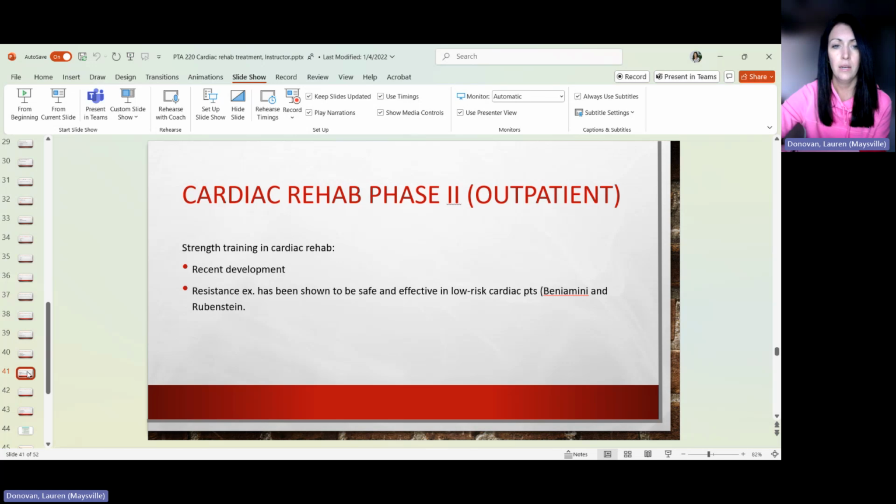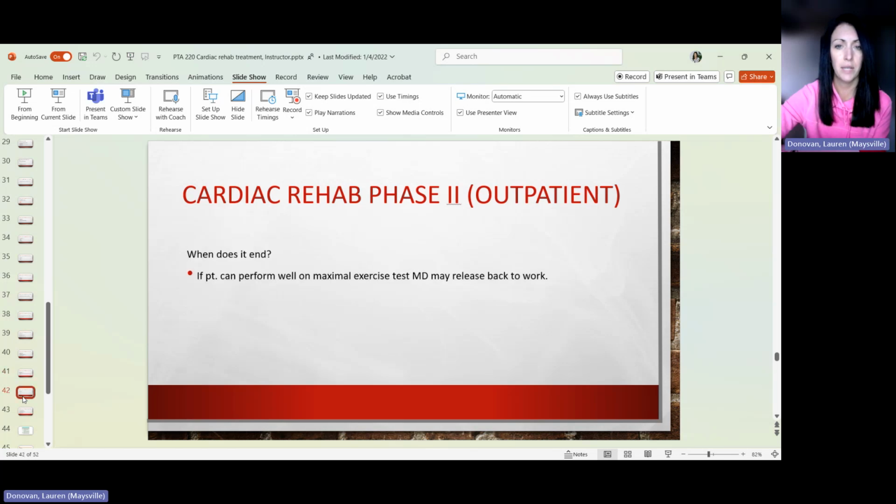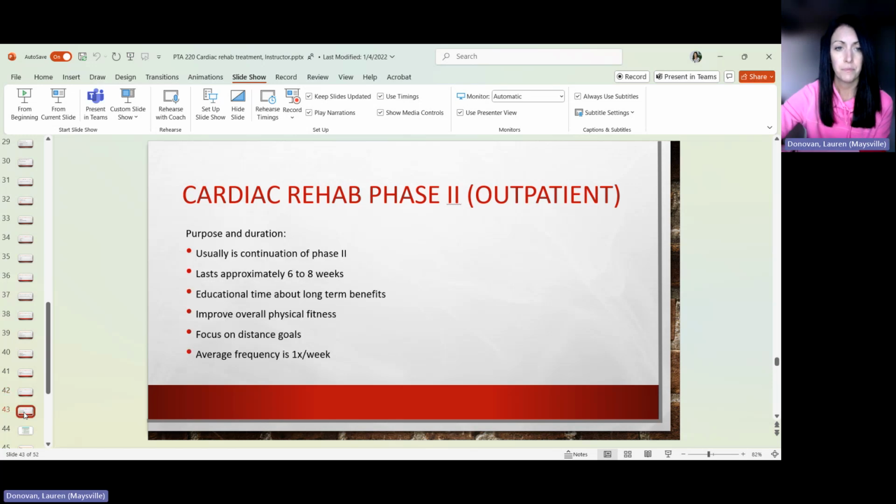So resistance training has definitely been shown to be safe and effective in low risk cardiac patients. And I'm sure with research, it's going to change from time to time. So it's something to definitely keep up with. When does cardiac rehab end for outpatient? And that's when they can perform all of the activities well, and on a maximal exercise test the MD may release them back to work. If they're not going back to work, then back to home, whatever that might look like.